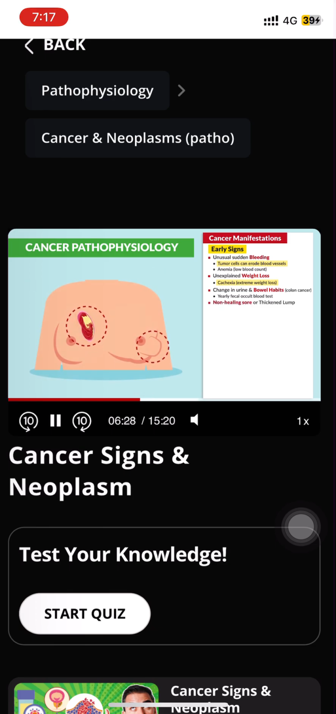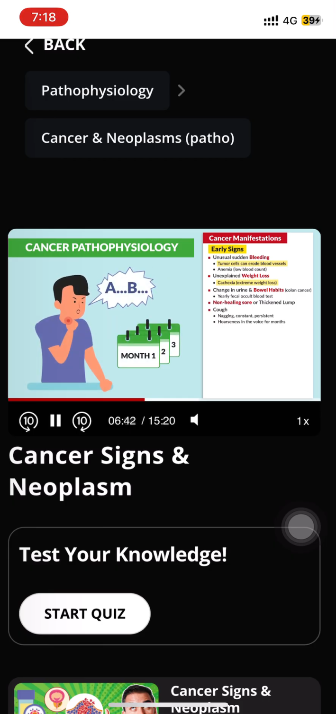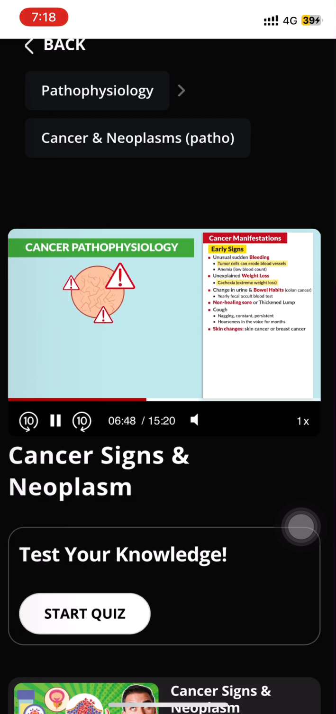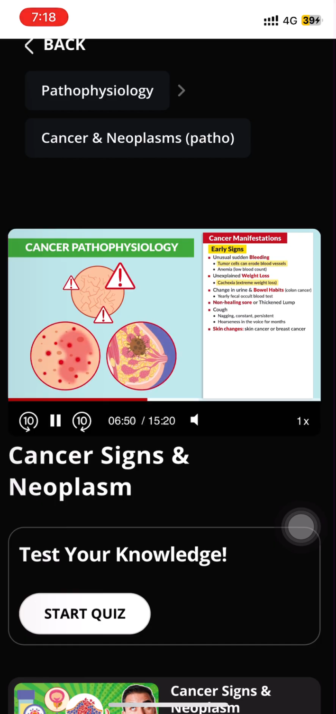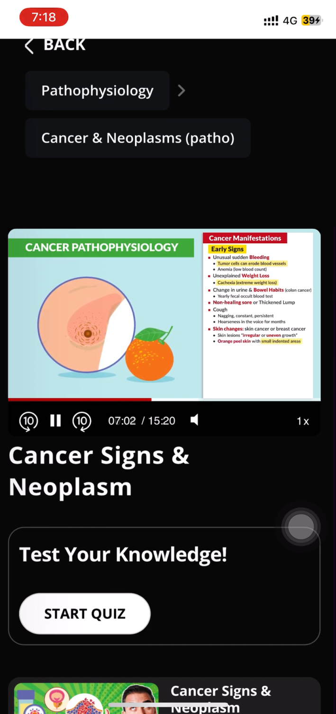Next is the non-healing sore or thickened lump. Be sure to write down that key term there, non-healing sore. And we also see a cough that is nagging, constant, or persistent, and hoarseness in the voice for months. Now, the next one here is big, so please be sure to write this down. Skin changes, specifically with skin cancer or breast cancer. So skin lesions that are irregular or with uneven growth, key terms here, typically are cancerous. And for breast cancer, orange peel skin with small indented areas is a big sign for breast cancer.